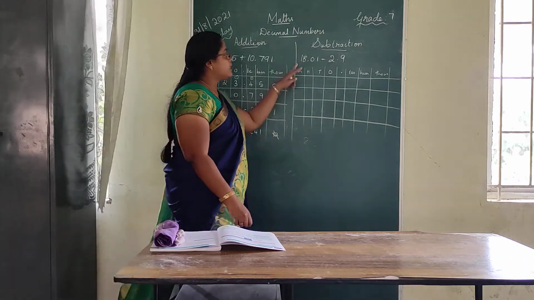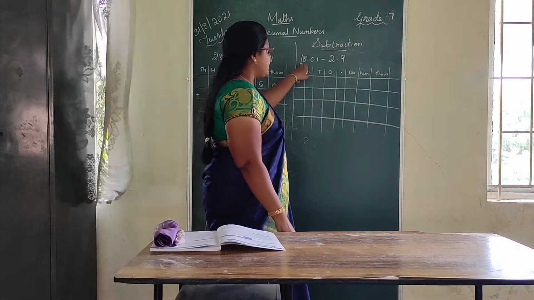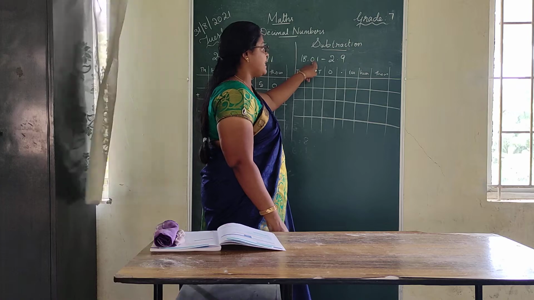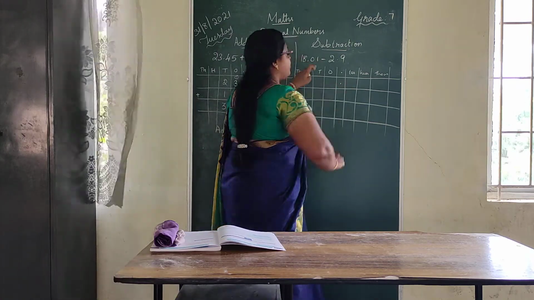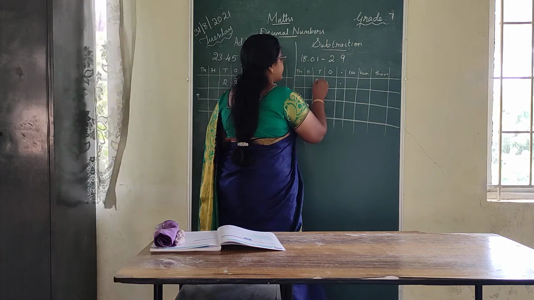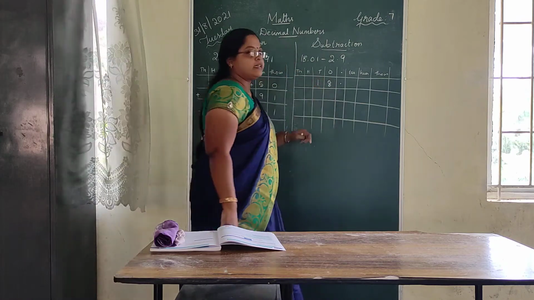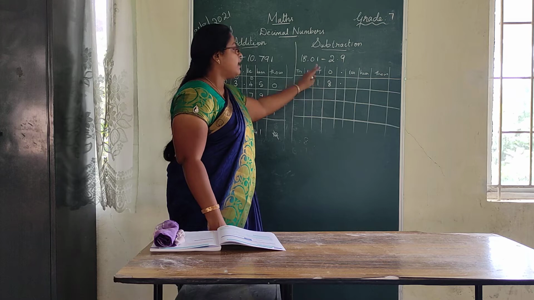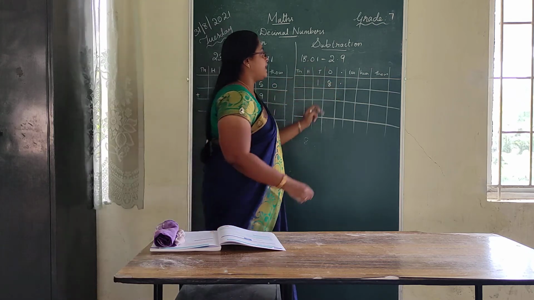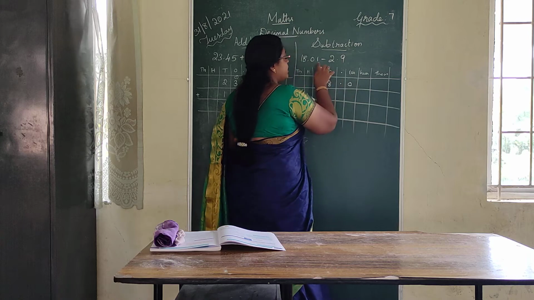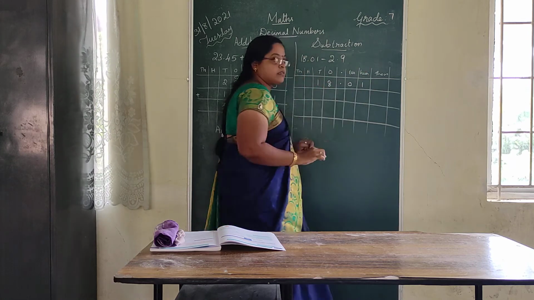Yeah, the first number you have is 18.01. So first you put the point here, and before the point you should write 18 in the place boxes, and next, after the point, 0, 1. 0 is in the tens place, 1 is in the hundreds place.